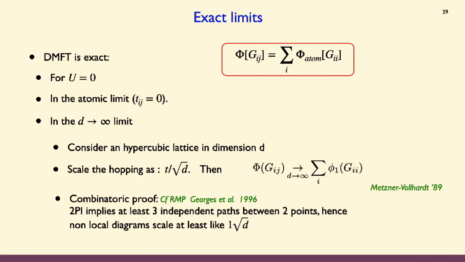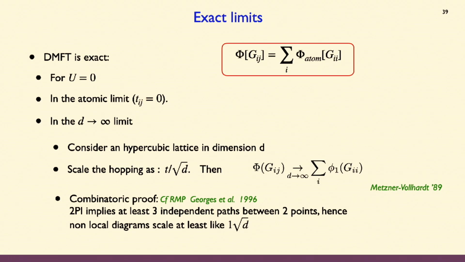Again, we can see from there that the method DMFT will be exact in two limits. For u equals 0, because phi is equal to 0, so this approximation is correct. In the atomic limit, because exactly phi is the sum of the local diagrams for each atom. And you can prove, using this way, that in fact the method will be exact in the large dimension limit. That's how it was originally introduced.